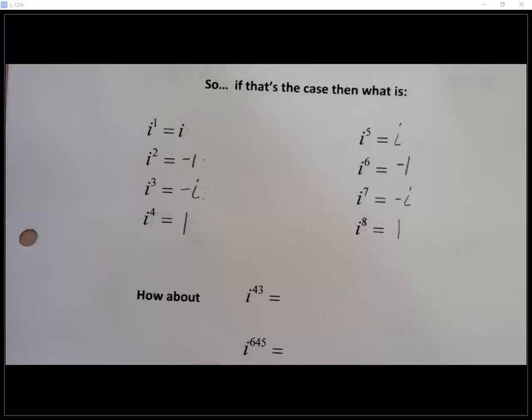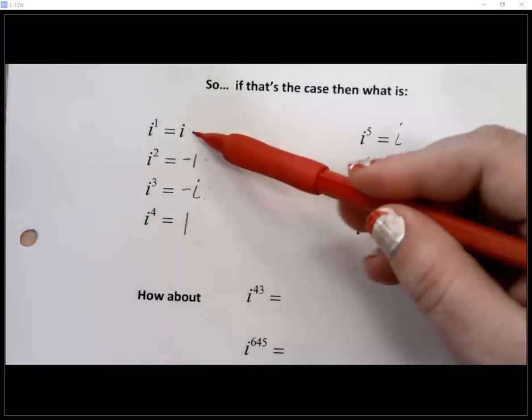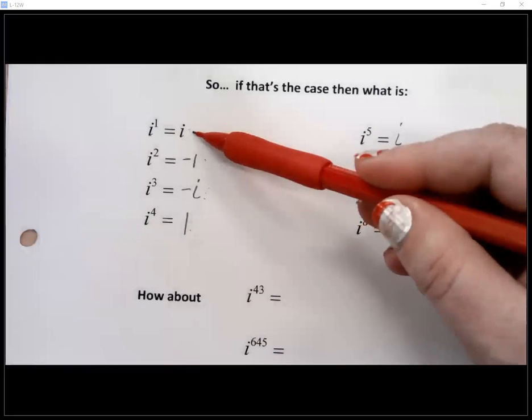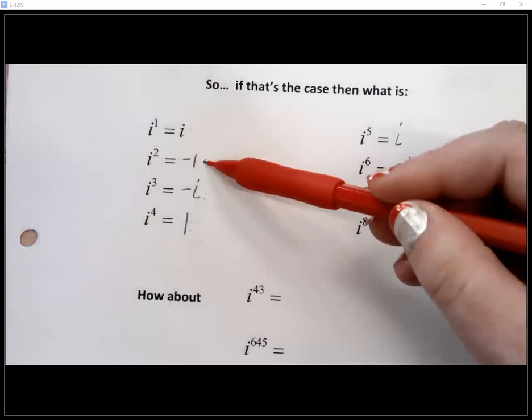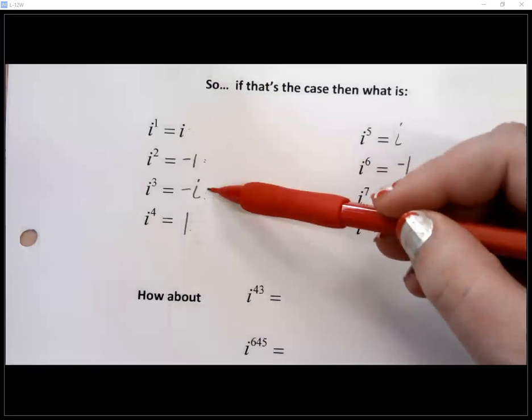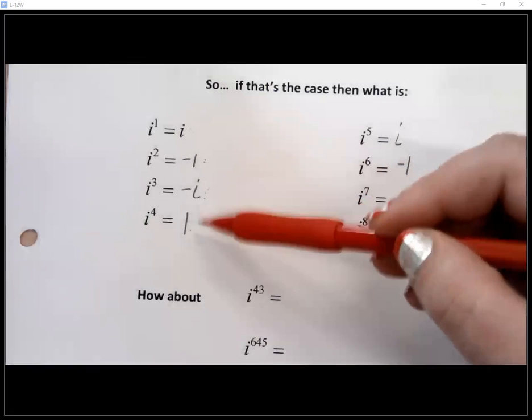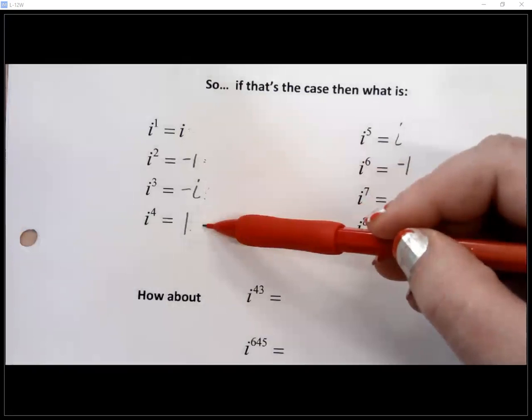I mean, you can reason your way through it, right? You see a pattern unfolding here. All right. Let's do by a show of hands. How many people think it reduces down to just the i? How about -1? How about -i? I got a couple there. How about +1? The negative i's are correct.